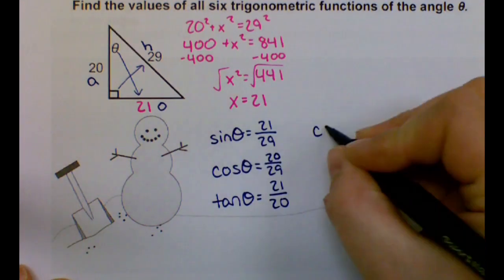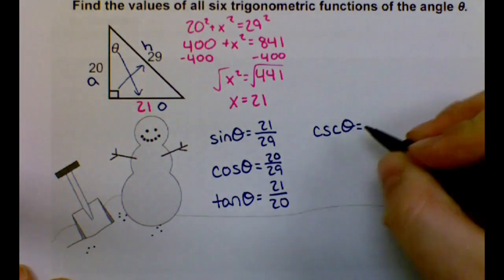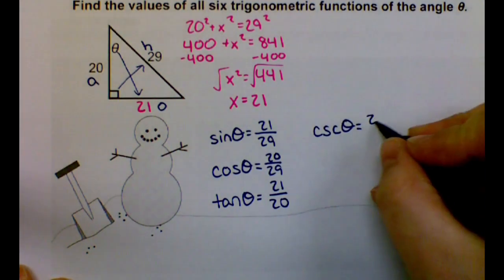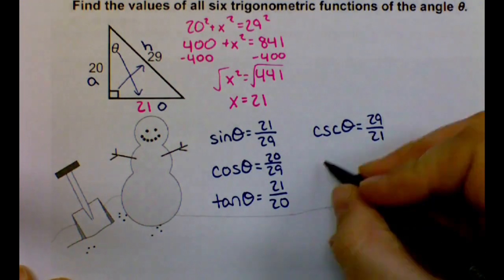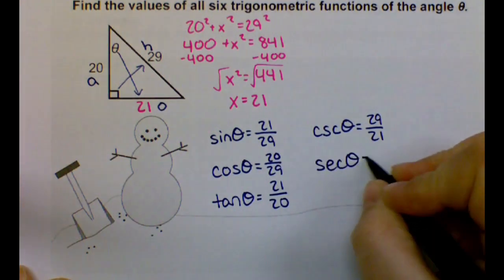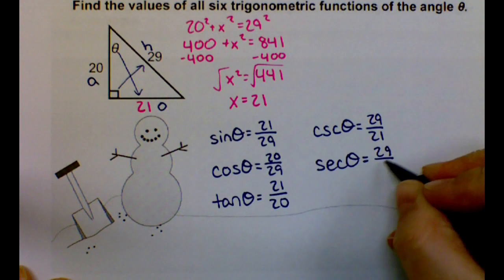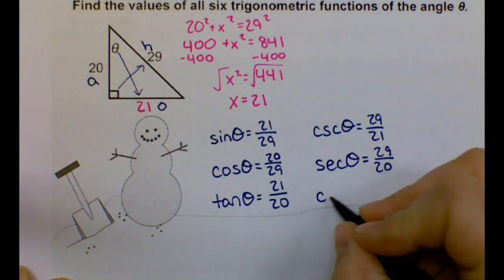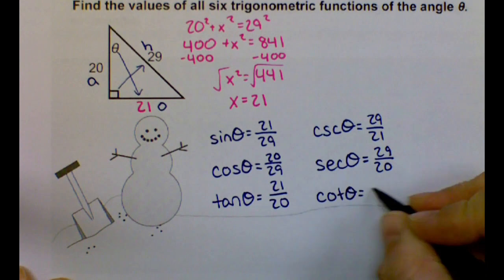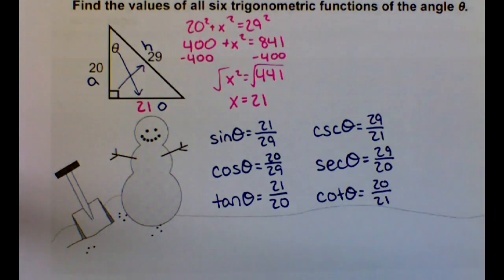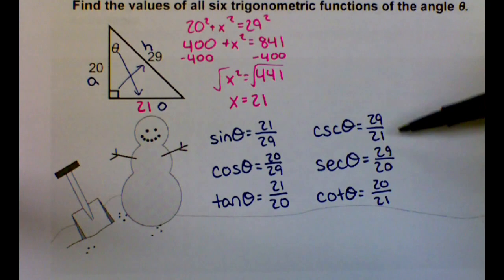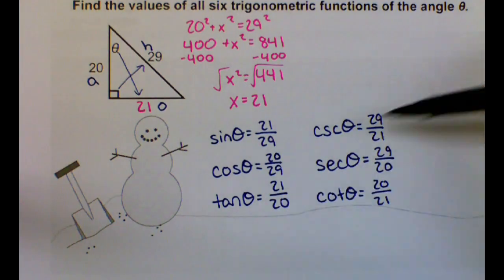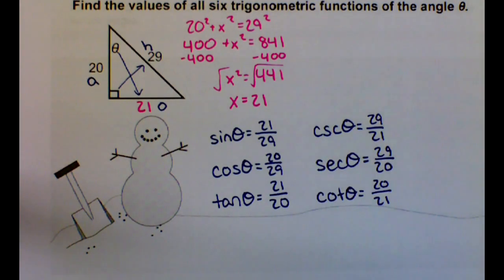Sine lines up with cosecant of theta, and all we do is flip it over, so it's 29 over 21. Secant lines up with cosine. It is 29 over 20. And tangent lines up with cotangent. It is 20 over 21. Notice that we don't turn the secant and the cosecant, or the tangent, into a mixed number. Always leave them as improper fractions. It makes your life way easier in the long run, and you'll never see it as a mixed number.